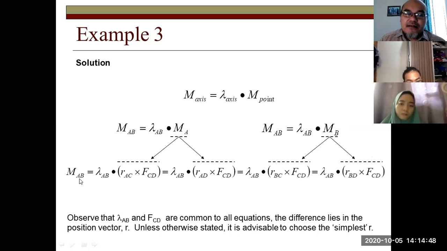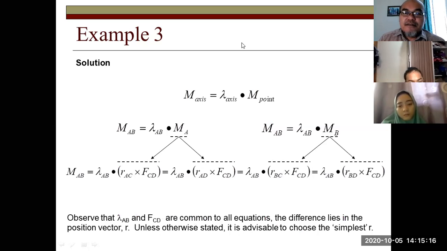So MAB, the moment about axis AB by that force FCD, equals lambda AB dot (RAC cross FCD), equals lambda AB dot (RAD cross FCD), equals lambda AB dot (RBC cross FCD), equals lambda AB dot (RBD cross FCD).